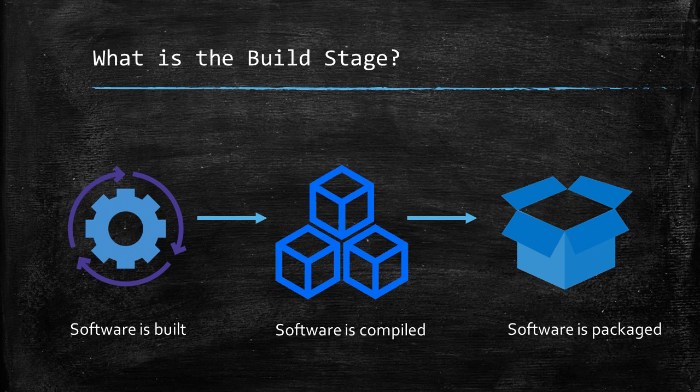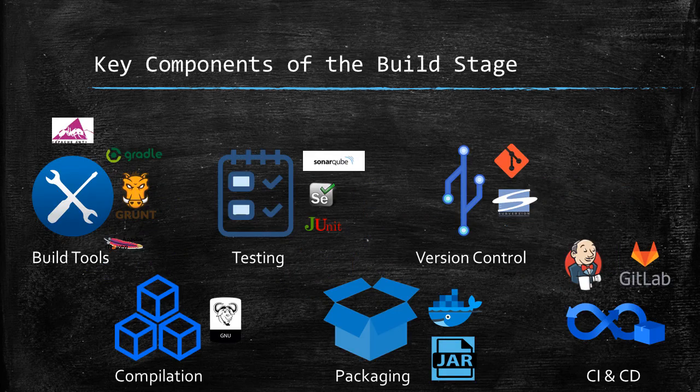The build stage in the DevOps lifecycle is where the actual software is built, compiled, and packaged into a release. It involves the use of various tools and technologies such as build automation tools, version control systems, continuous integration servers, and containerization technology. The build stage refers to the process of converting developed source code into an executable software application that can be deployed and run on a target environment.